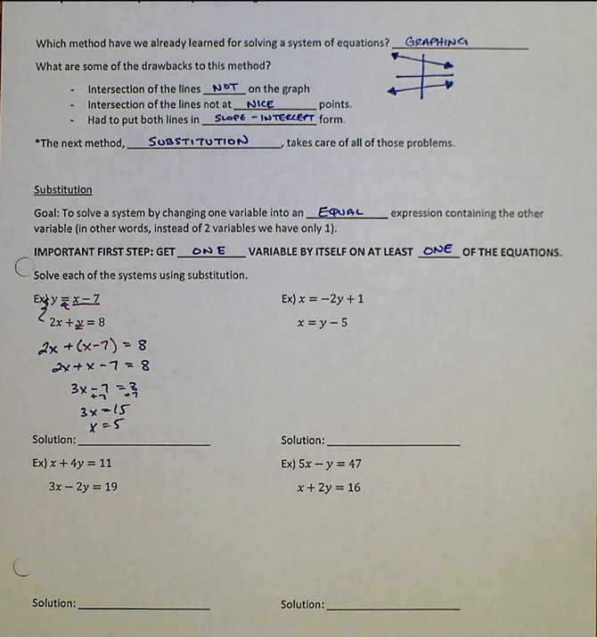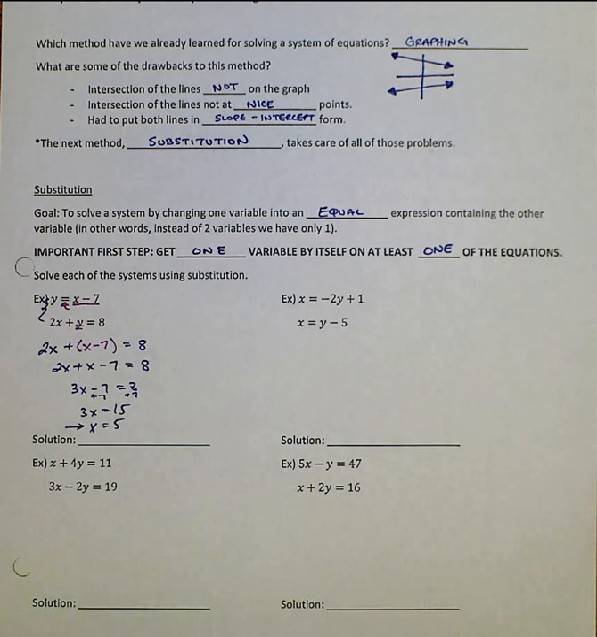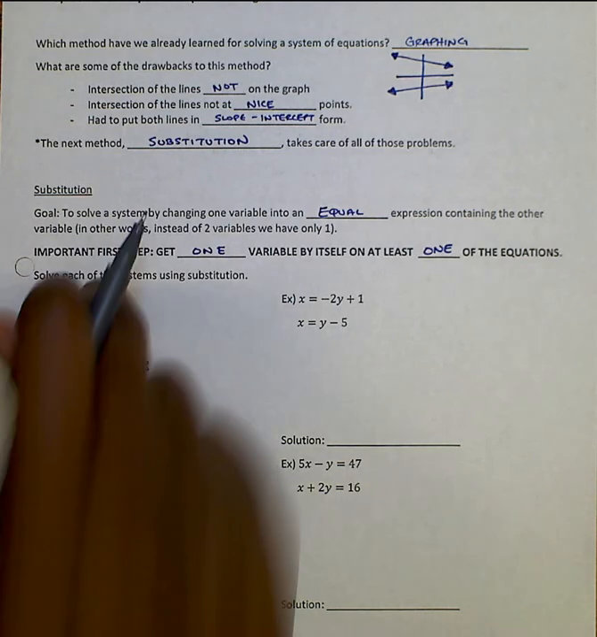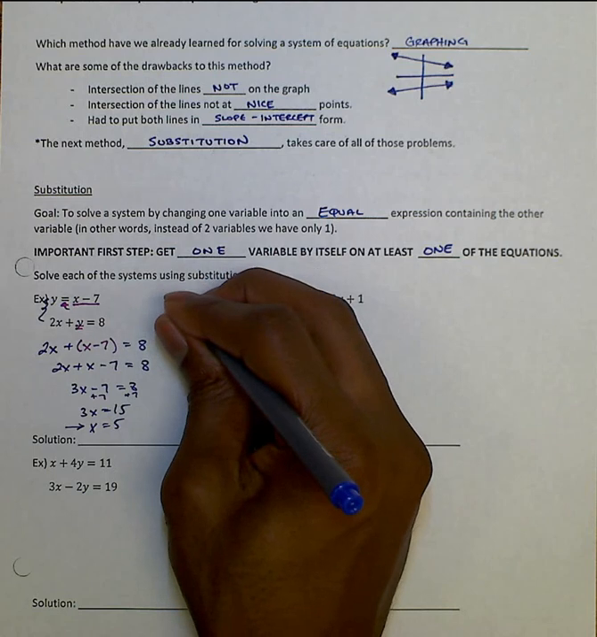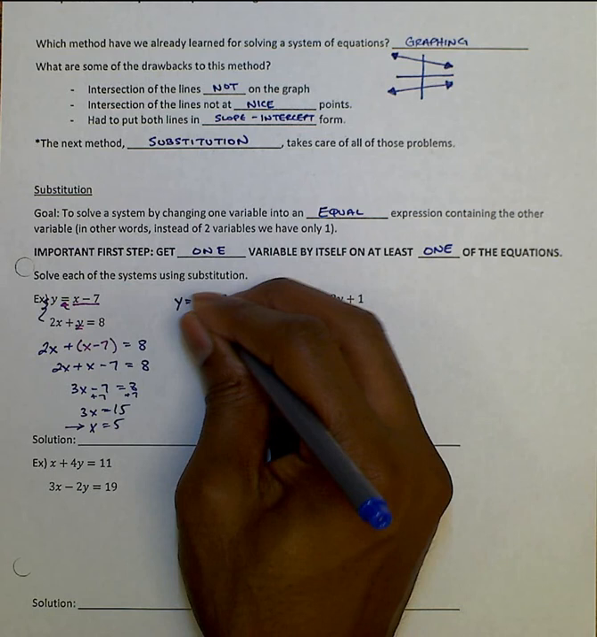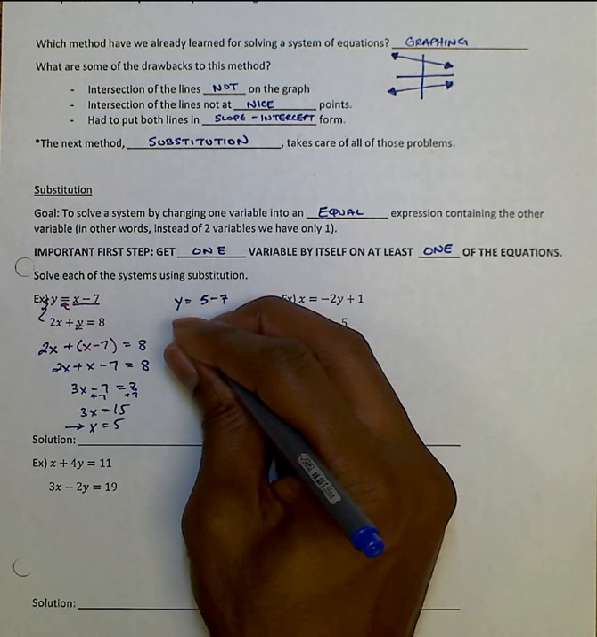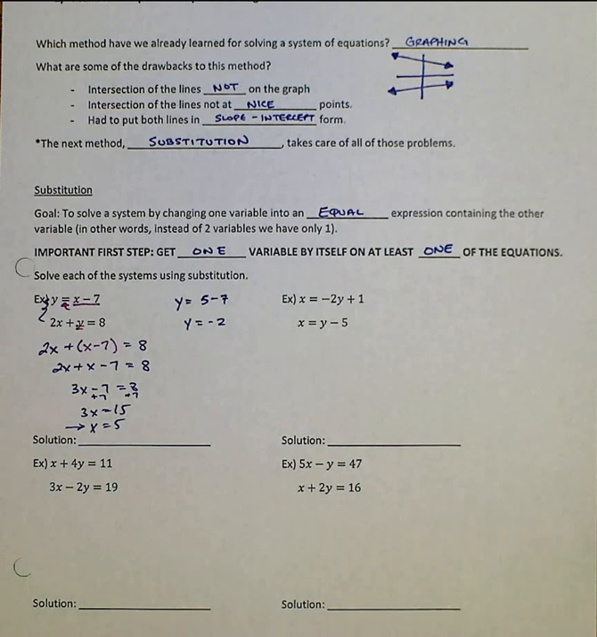Okay, once I find that x is 5, I can plug this into either equation and find out what y is. It would probably be smarter to plug it into the top equation because y is by itself. So now I can say y equals 5 minus 7. Okay, 5 minus 7, negative 2.